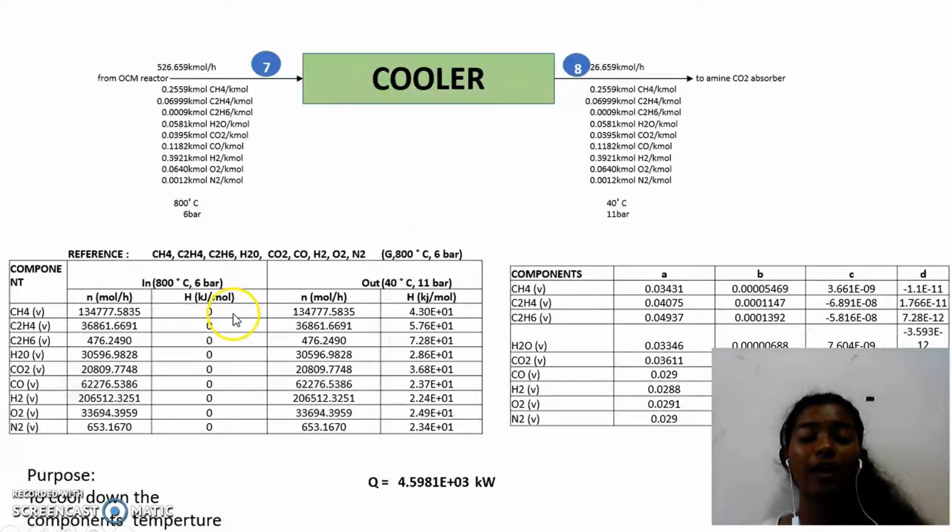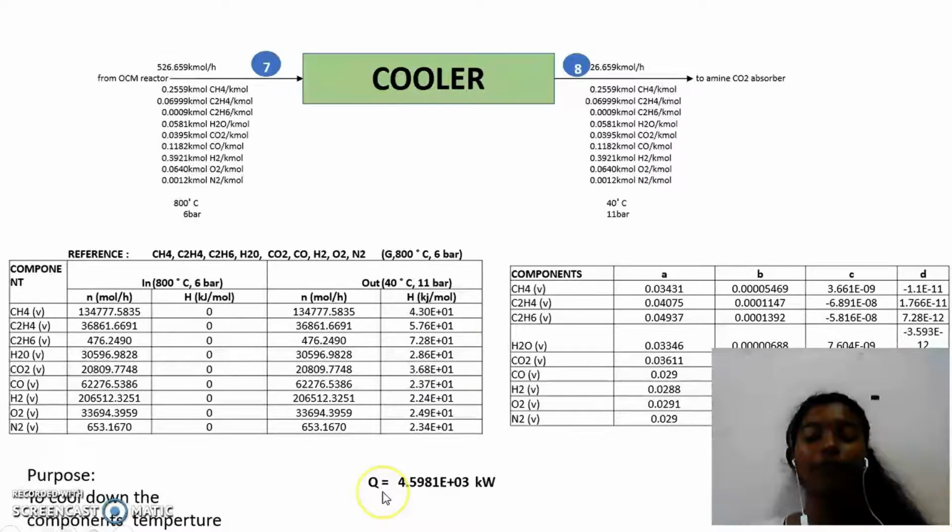And we have to calculate the H value for each component, and our reference point is 800 degrees Celsius, vapor phase and 6 bar. Oh, and the components that are entering and exiting the stream are all in vapor phase. So since our reference point is 800 degrees Celsius and 6 bar, which is our inlet stream, our H values for our inlet stream will all be zeros. And so we have to calculate the H value for the outlet stream only.